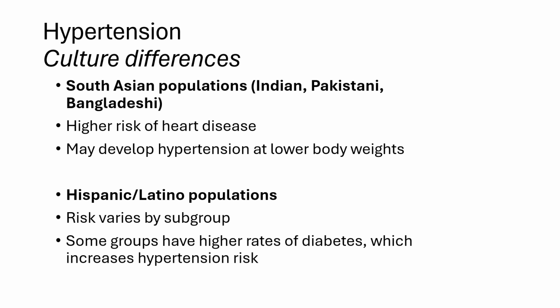South Asian populations also have a higher risk of heart disease and also develop hypertension at lower body weights. You know, they may not be overweight at all, but based on their genetics and their genealogy, they can also have high blood pressure. Hispanic, Latino populations, risks vary with them. Some groups have higher rates of diabetes, which again increases their hypertensive risk.